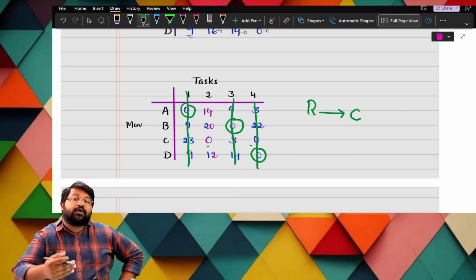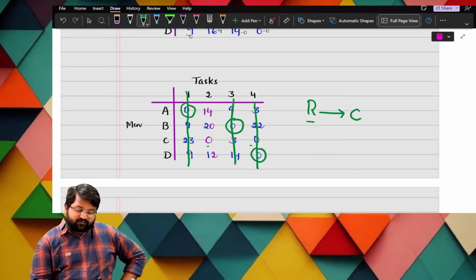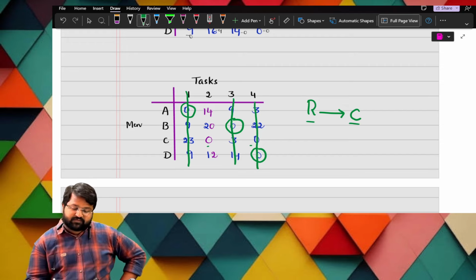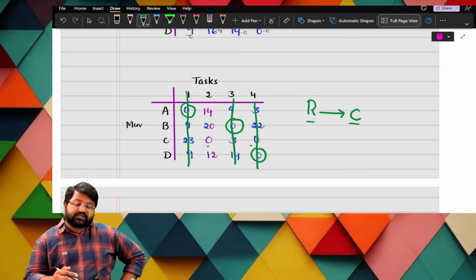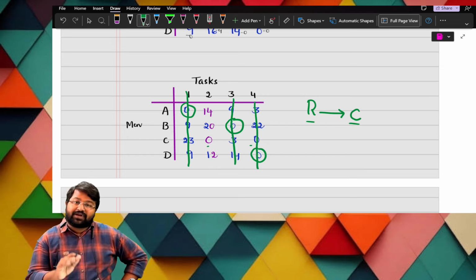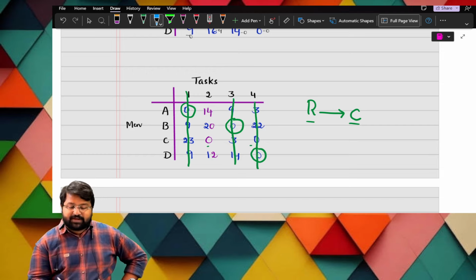Next we have to check the columns. After rows we have to go with columns. Sir, is there any column with a single zero? This one is cancelled. If a column is cancelled, you should not consider it. What is not cancelled? The second column is not cancelled. So check that one. Is there a single zero? Yes, there is a zero. Mark that zero. For your identification, I am marking it with a different color.